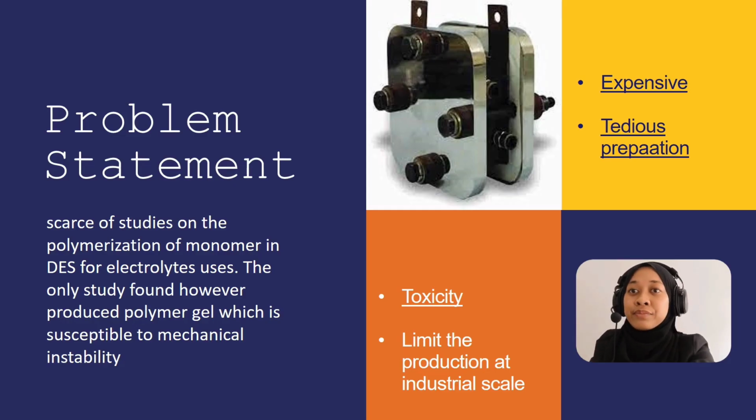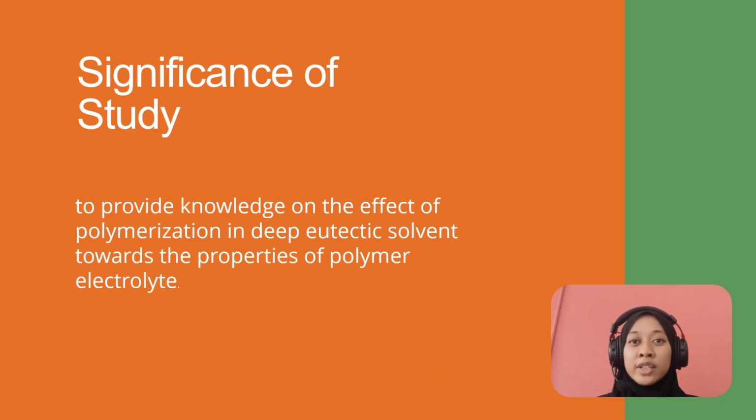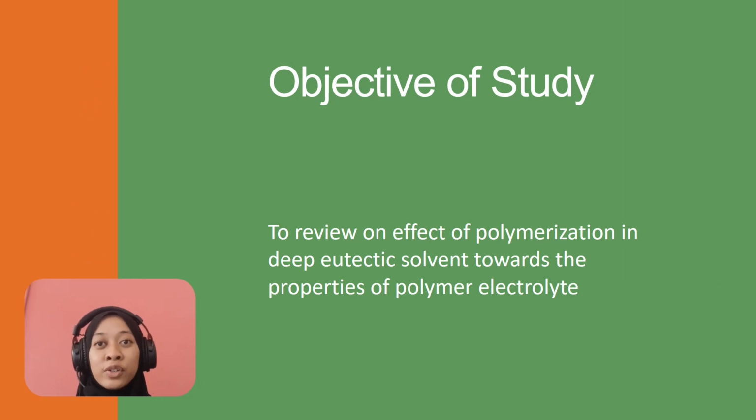Okay, next. The main problem in this study has been stated, which is that there is a scarcity of studies on the polymerization of the monomer in deep eutectic solvent for electrolyte use. The only study found, however, produced polymer gel, which is susceptible to mechanical instability. The significance of this study is to provide knowledge on the effect of polymerization in deep eutectic solvent to the properties of polymer electrolyte or PE. The objective is to review the effect of polymerization in deep eutectic solvent towards the properties of polymer electrolyte.